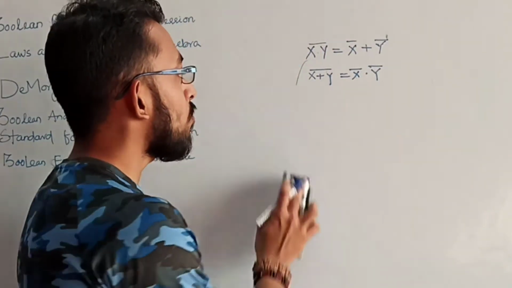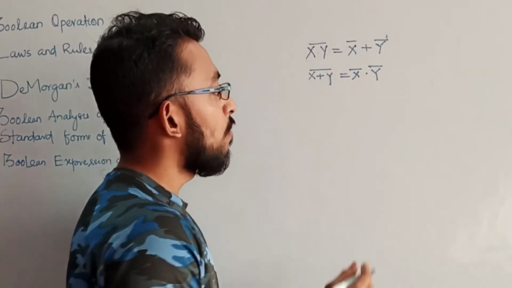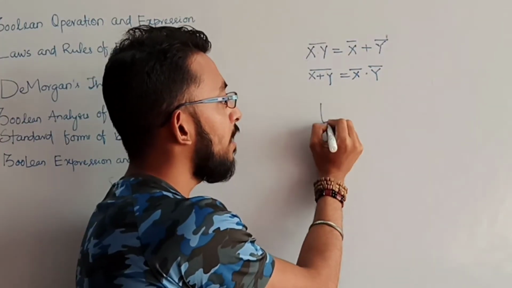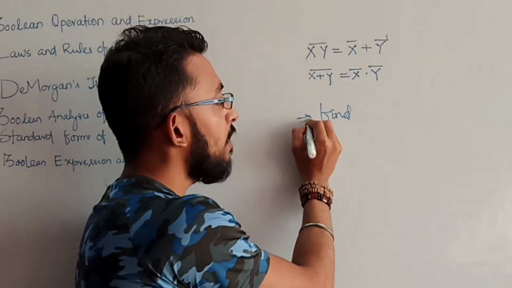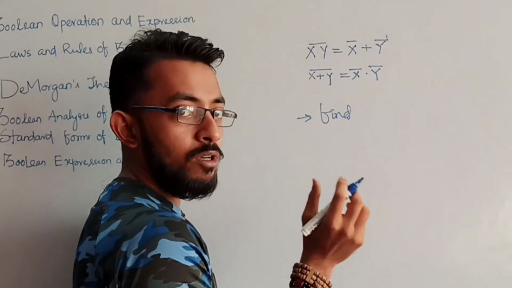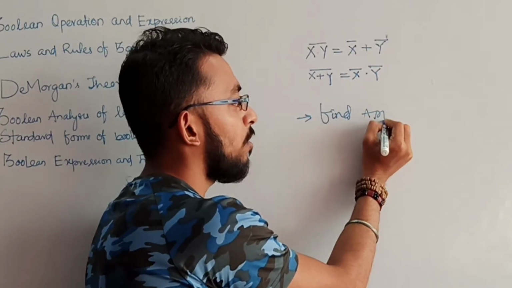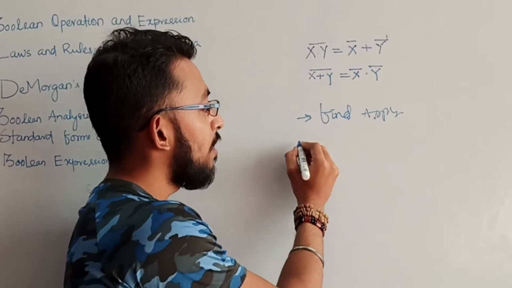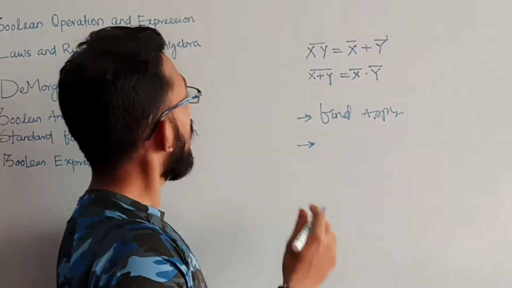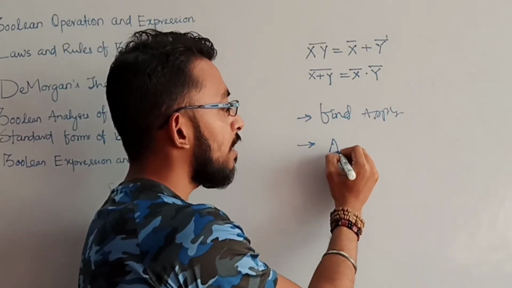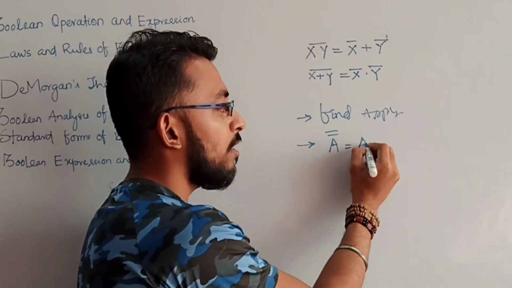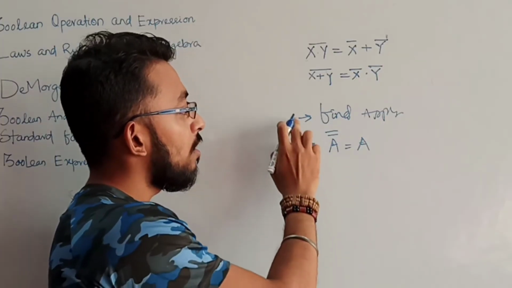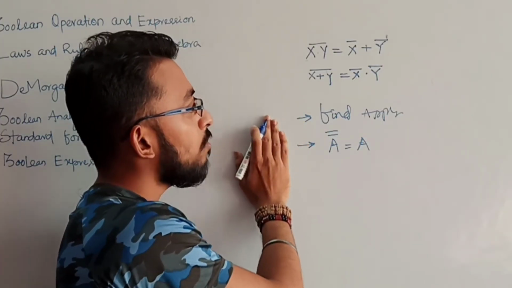So what are the rules to applying this De Morgan theorem? Whenever an expression is given, first you have to find upon which expression or upon which term you can apply De Morgan. Second, we have to use the rule that we read, that is, a bar bar is nothing but a. Using these two steps, we can solve any question.